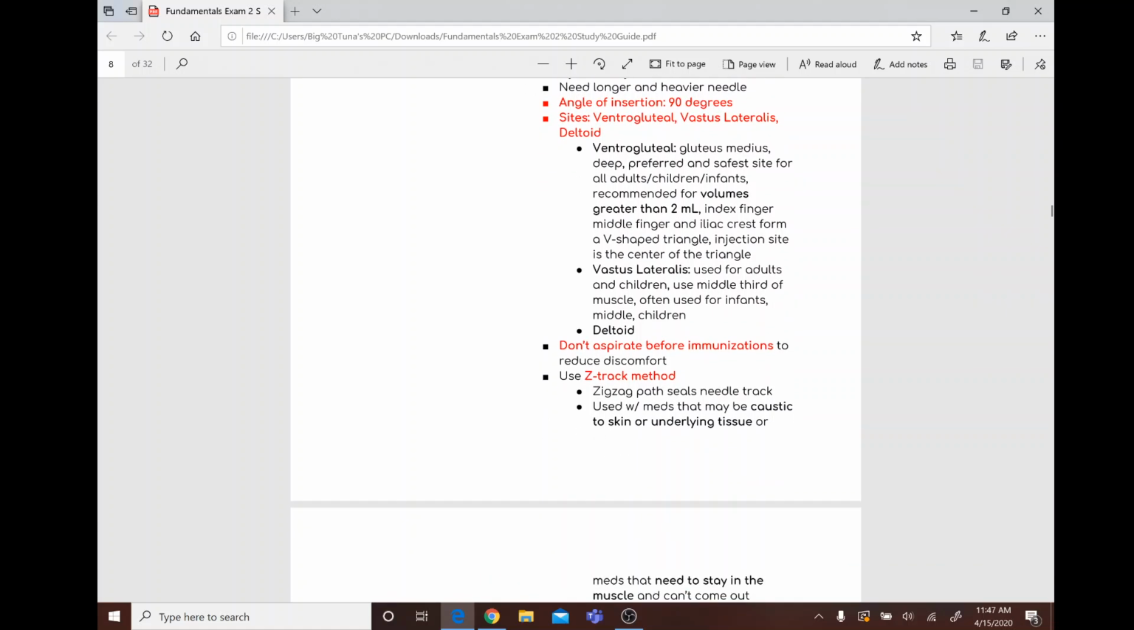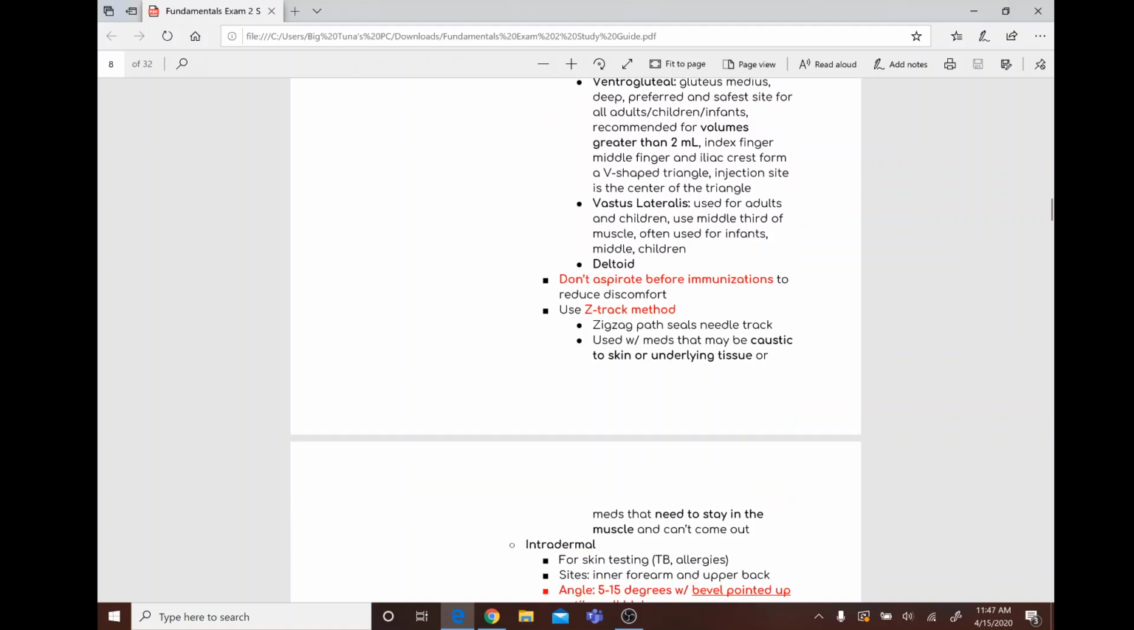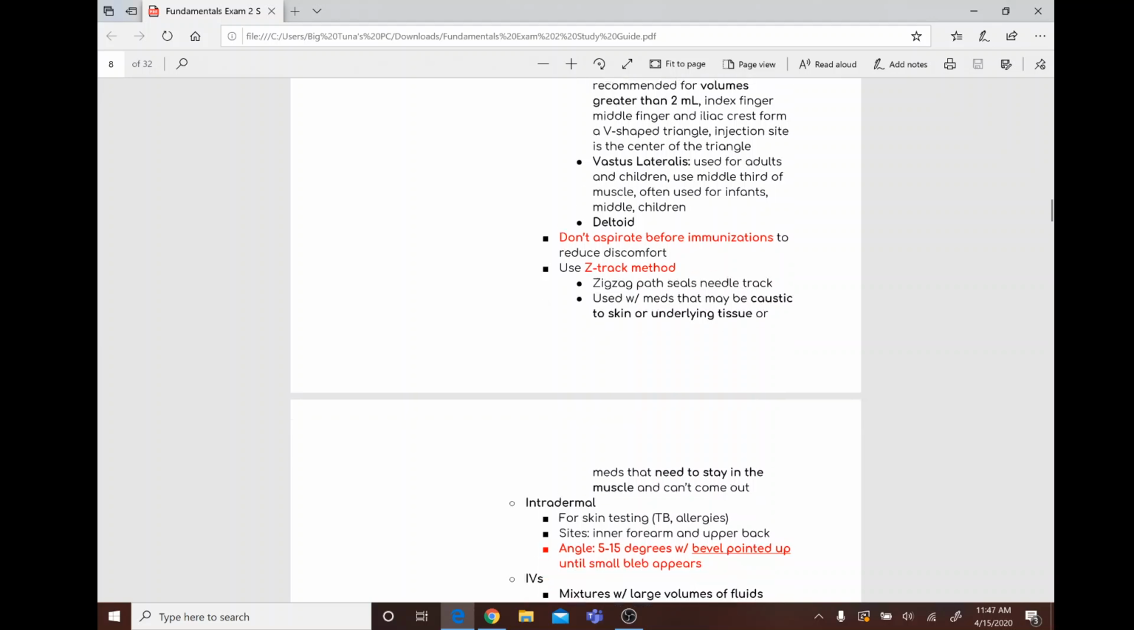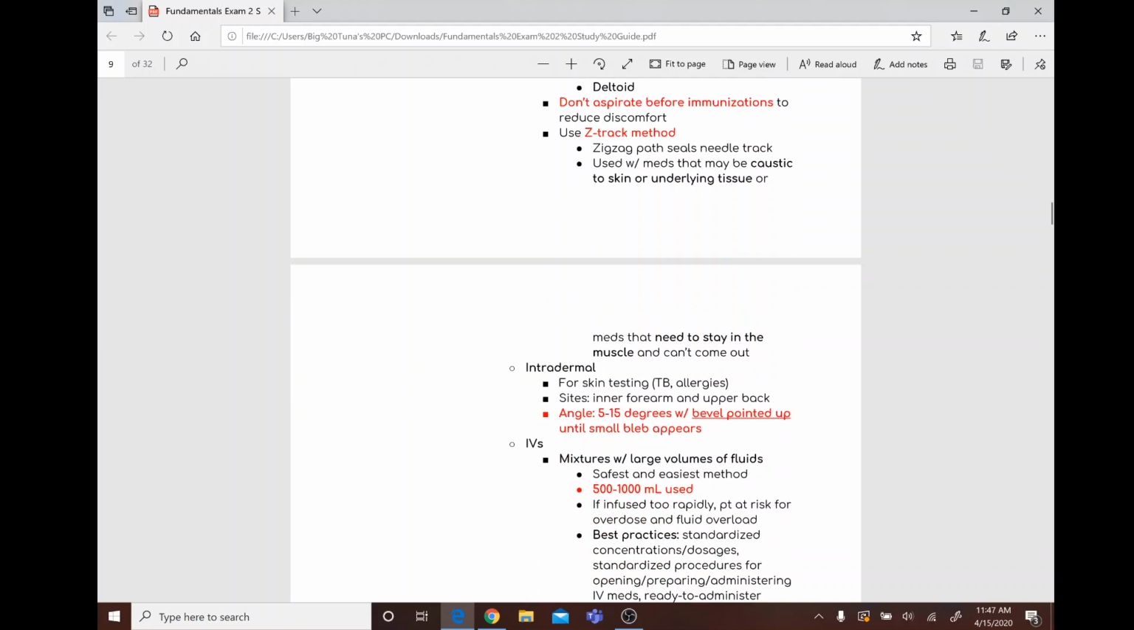Okay, don't aspirate for immunizations, to reduce discomfort. And then use the Z-track method. It's a zigzag path that seals the needle track, used with meds that may be caustic to skin or underlying tissue, or meds that need to stay in the muscle and can't come out.